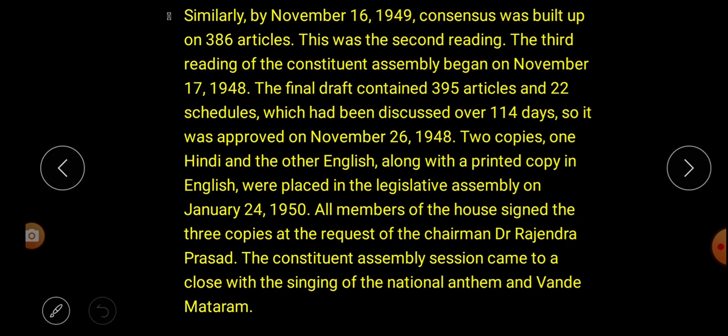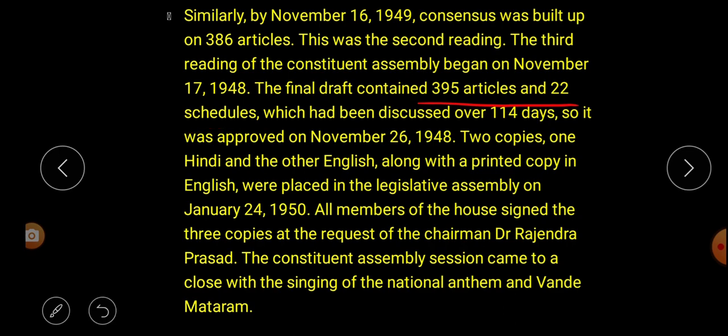So in this paragraph we learn that on November 16, 1948, again the constitution was discussed and they finalized 386 articles, and this is called what? The second reading. Next, what happened? The third reading of the Constituent Assembly began on November 17, 1948. Thereafter, what happened? The final draft contained 395 articles and 22 schedules, which were discussed for almost 114 days. So it was approved on November 26, 1949.